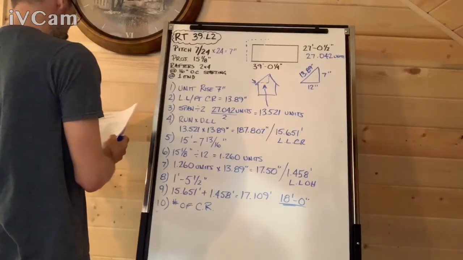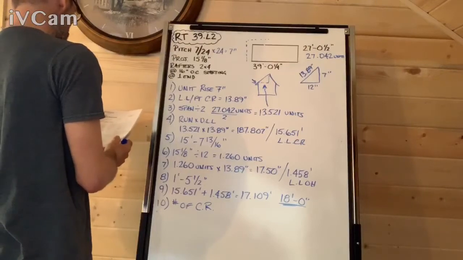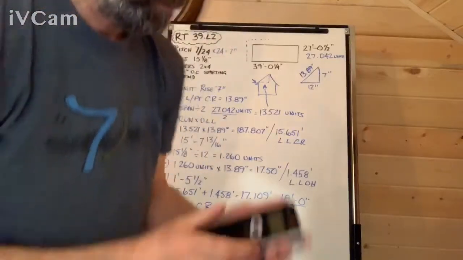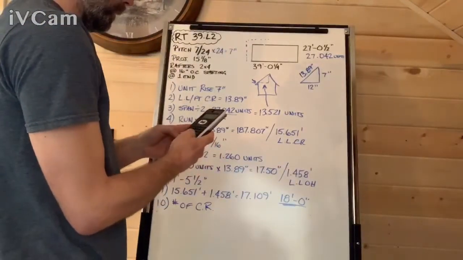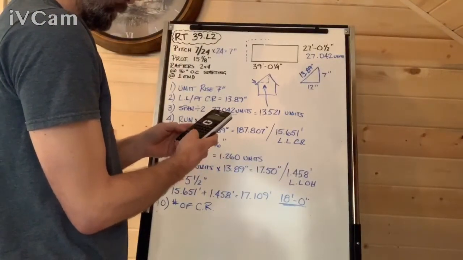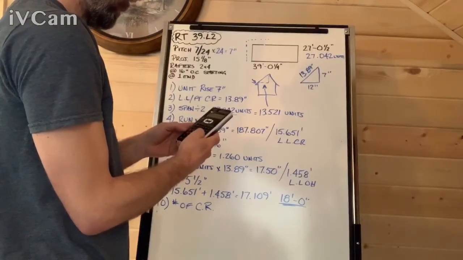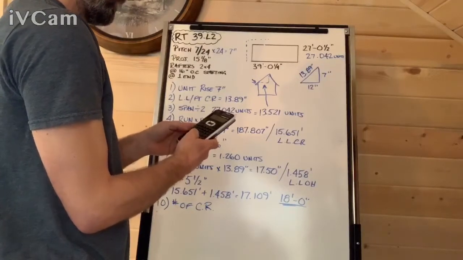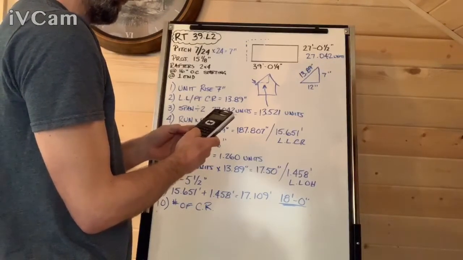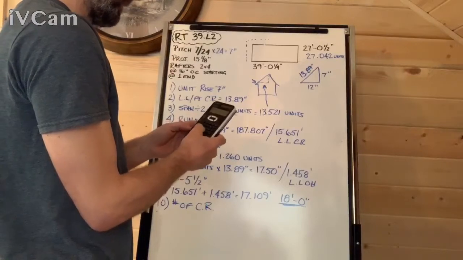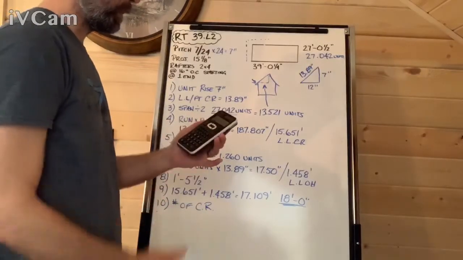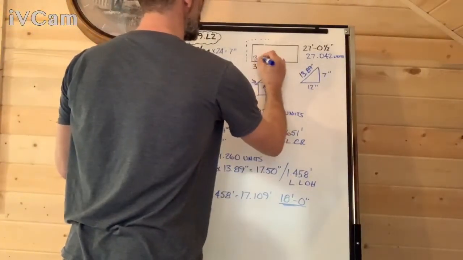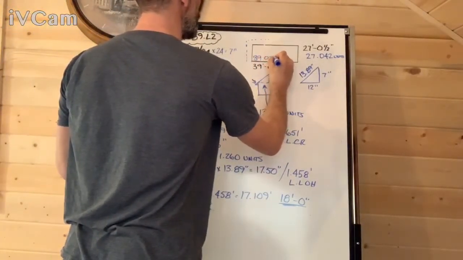If we convert that over, let me punch that into my calculator. I don't have that number written down. I have 1/4 of an inch, 0.25, divide that by 12 to change it into feet. That gives me 0.0208 plus my 39 feet, which gives me 39.021 feet.